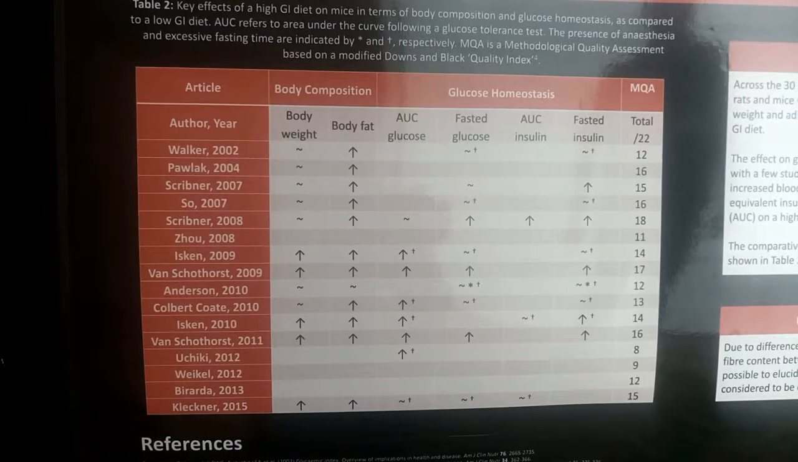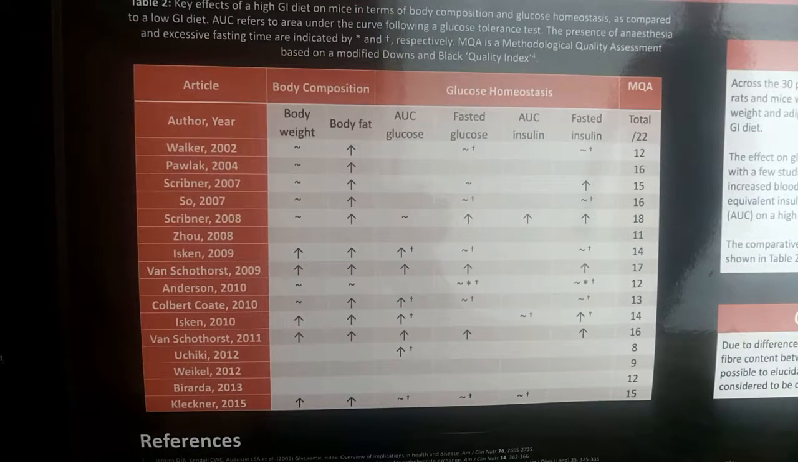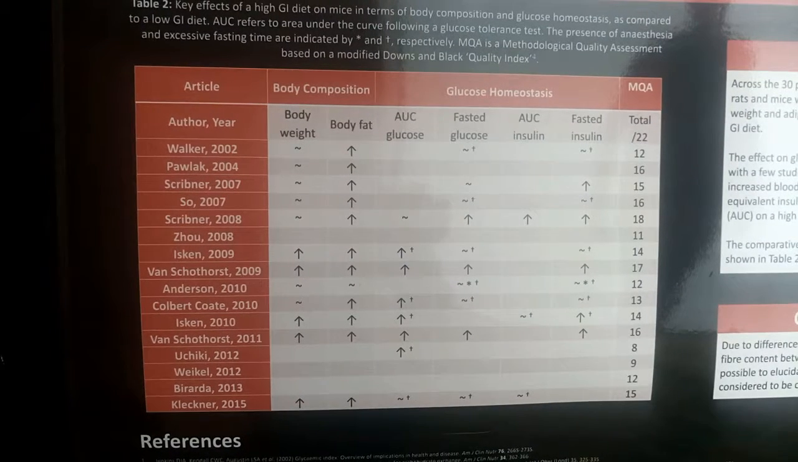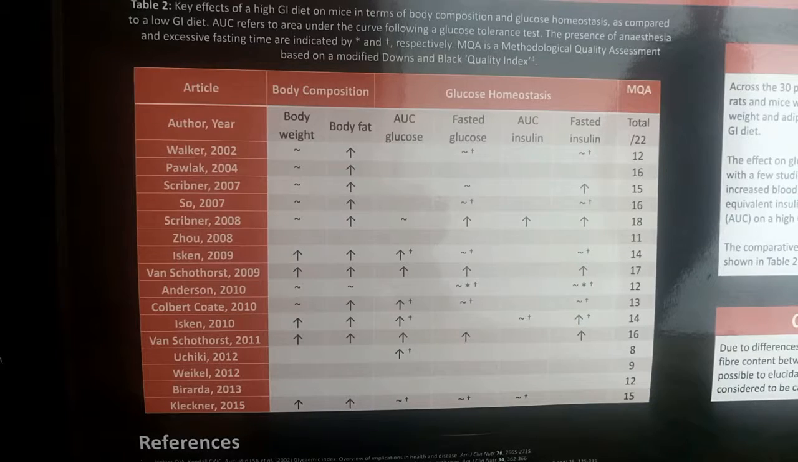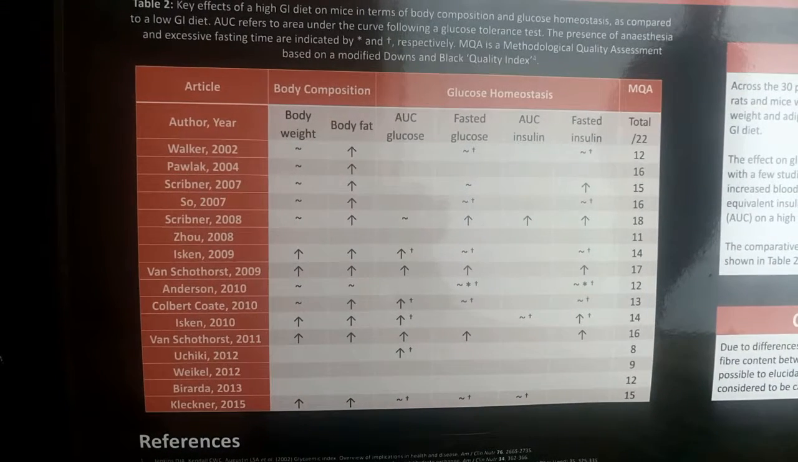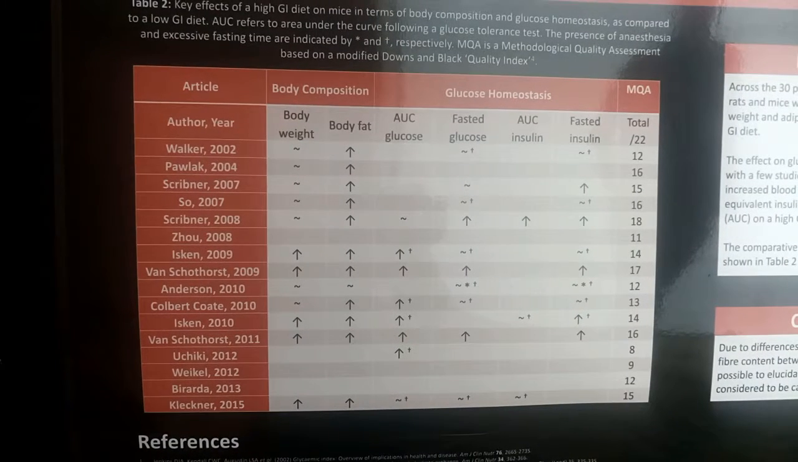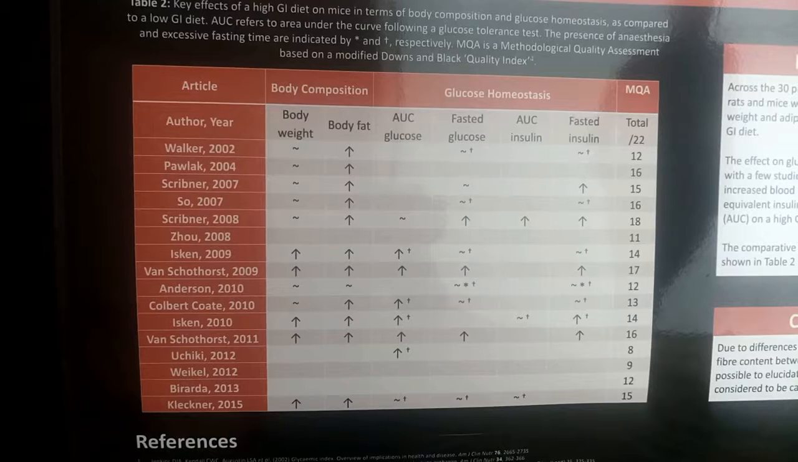So this is a comparative effect of a high glycemic index diet compared to a low glycemic index diet. So our upwards arrow indicated that a higher GI diet have increased compared to a low GI diet. A tilde indicates they have an equivalent effect, and blank spaces indicate that trait was not examined in the study.